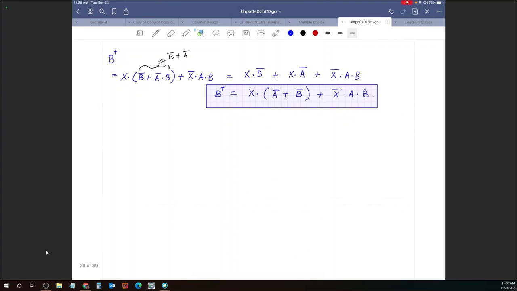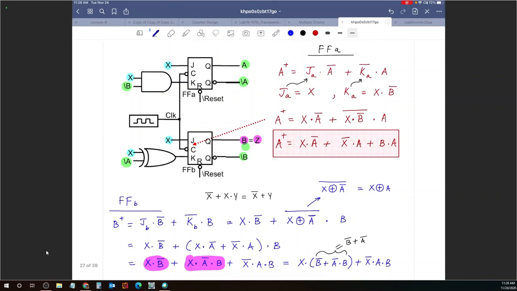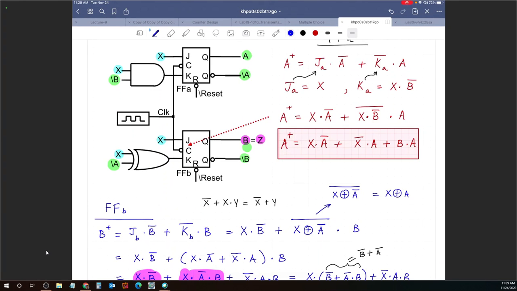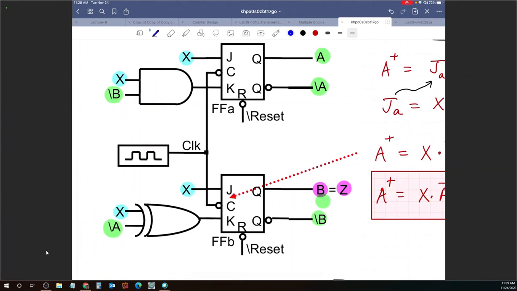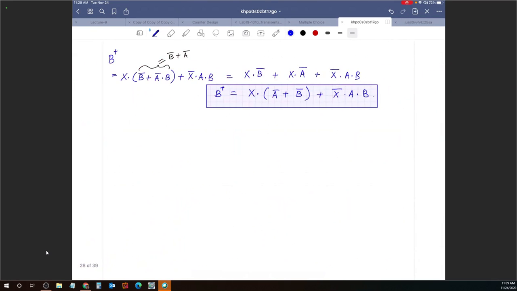What else can I do here? I've written an expression for A plus. I've written an expression for B plus. Now I need to write an expression for the output. What is Z? What is the expression for Z? Output Z. Z equals B, right? So that's just that. Output Z equals B. I'm also going to box this up.